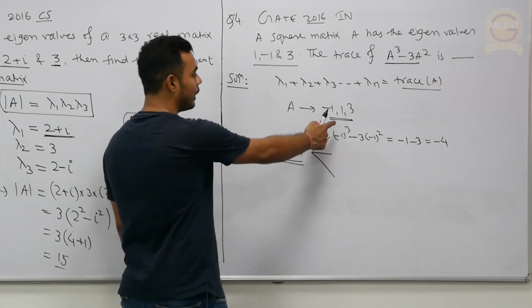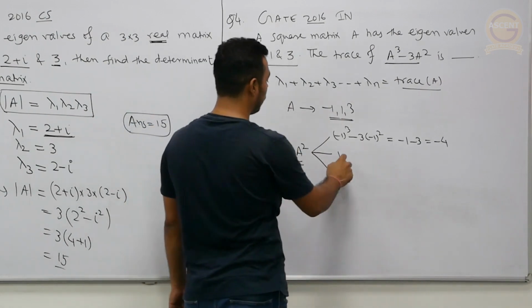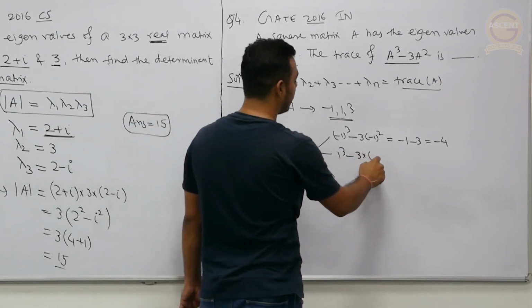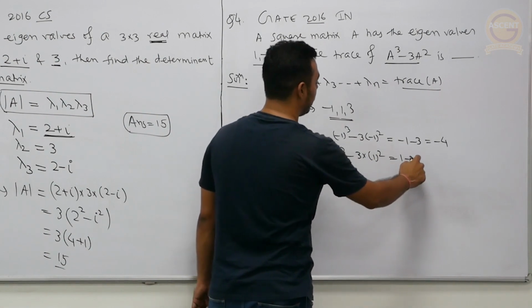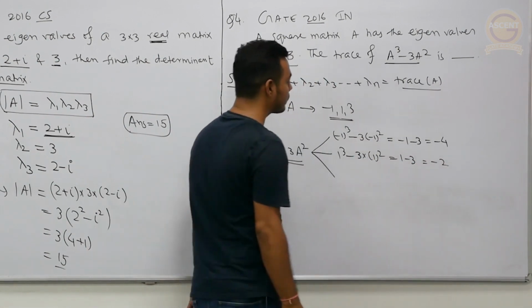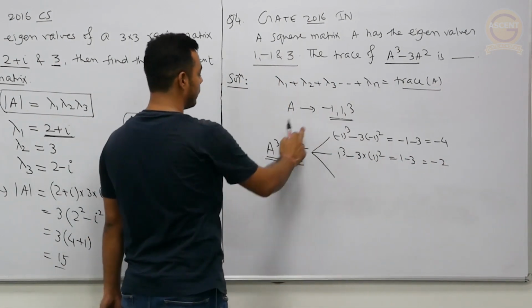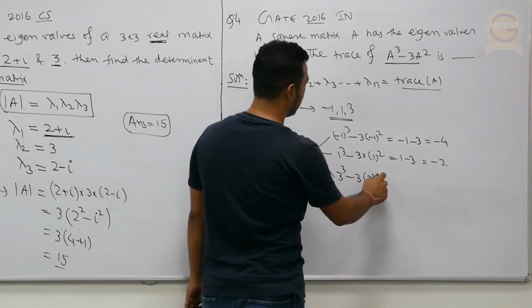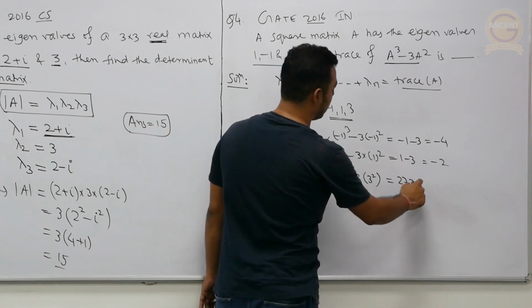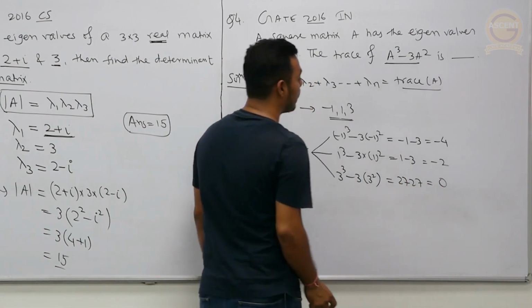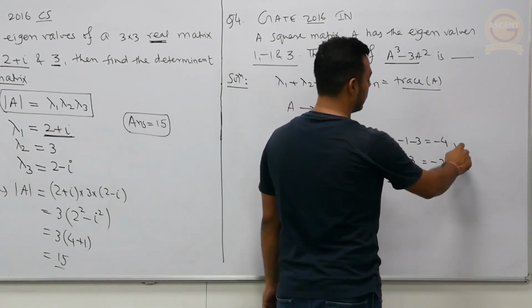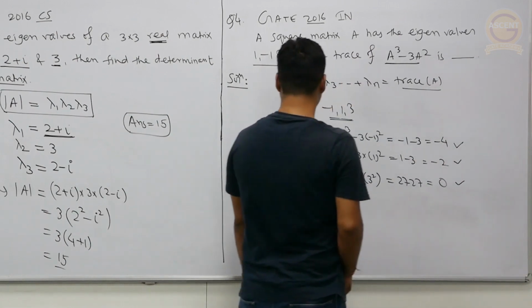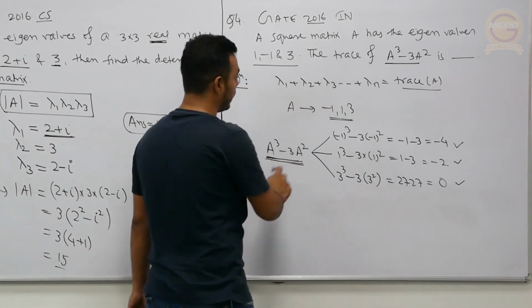Then corresponding to eigenvalue plus 1, here you will get 1 cube minus 3 into 1 square. So this will be 1 minus 3, minus 2. And finally corresponding to this number 3, you will get 3 cube minus 3 into 3 square. So this will be 27 minus 27, 0. So these are the three eigenvalues, minus 4, minus 2 and 0, of the matrix A cube minus 3A square.